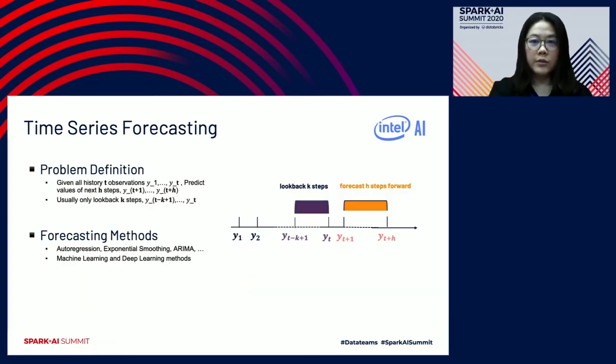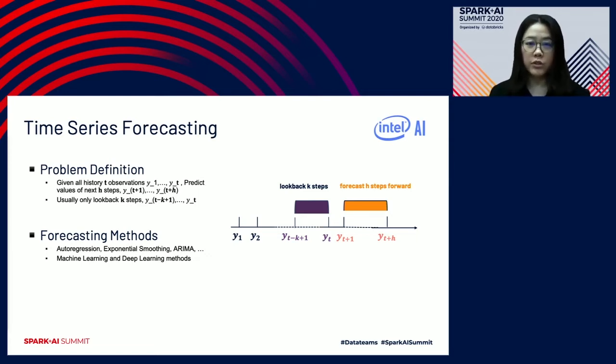Well, time series forecasting is one type of analysis that we've been dealing with for quite a while. The problem can be defined as, given all history T observations, Y1 to YT, we need to predict the values of the next H steps, that is, YT plus 1 to YT plus H. Although in theory it is possible to use all the history T observations, normally we only consider the previous K steps, which we often call the lookback period, as illustrated in the purple area in the right figure.